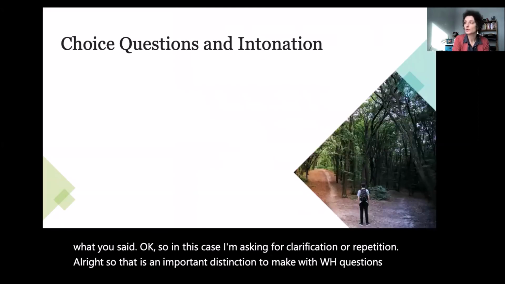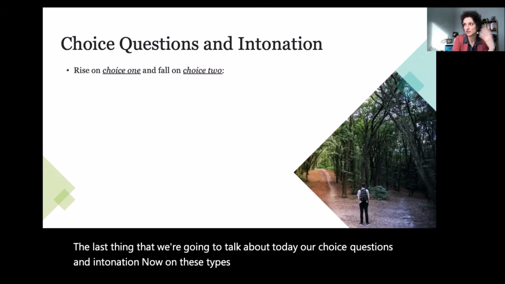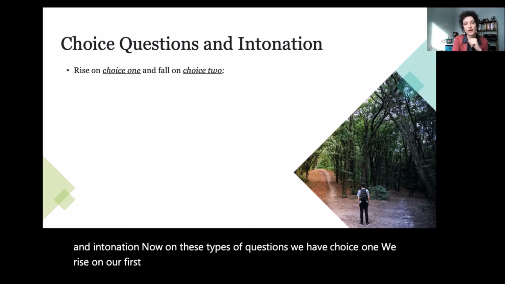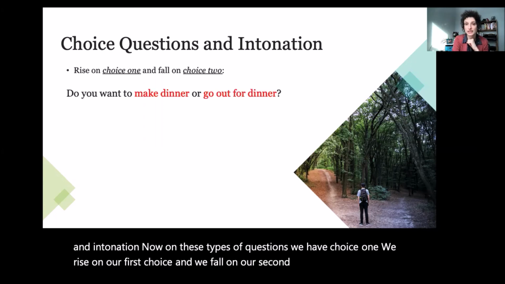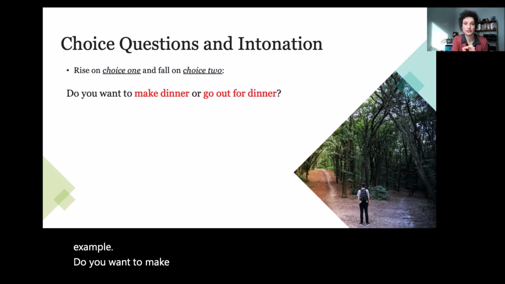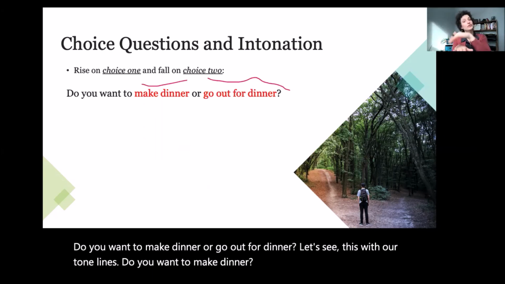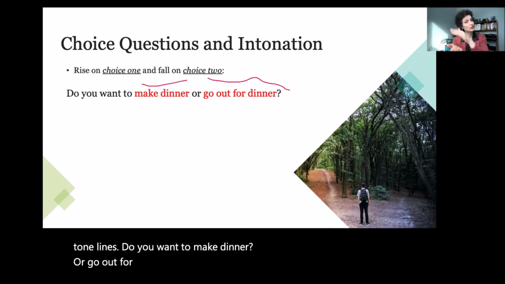The last thing that we're going to talk about today are choice questions and intonation. Now, on these types of questions, we have choice one. We rise on our first choice and we fall on our second choice. Let's look at an example. Do you want to make dinner or go out for dinner? Let's see this with our tone lines. Do you want to make dinner or go out for dinner? Make dinner or go out for dinner?